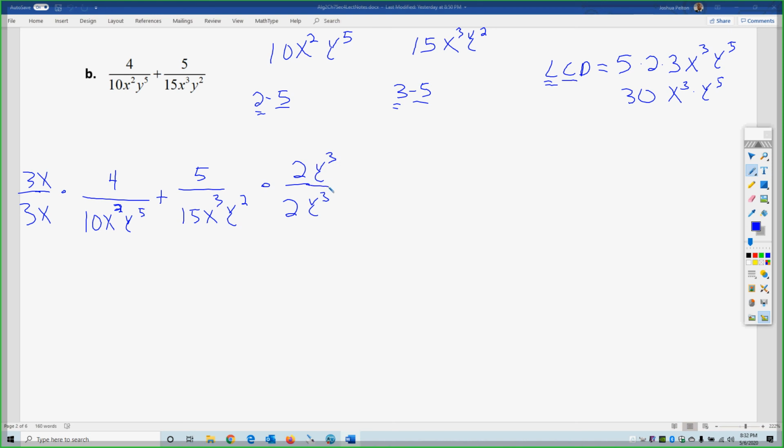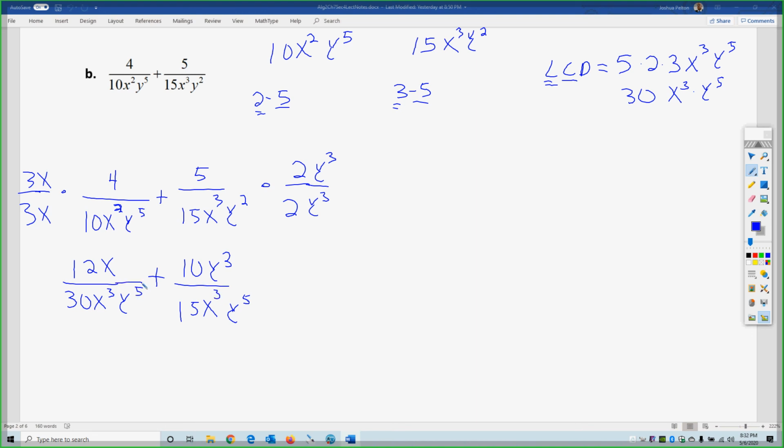Okay, so if I rewrite the problem, I get 12x over 30x cubed y to the 5th plus 10y cubed over 15x cubed y to the 5th. I don't know why those came out weird. Let's fix them. Okay, so that's a third, and that's a 5th. All right, now we can actually add these.